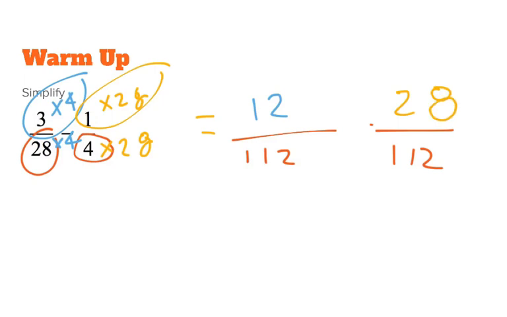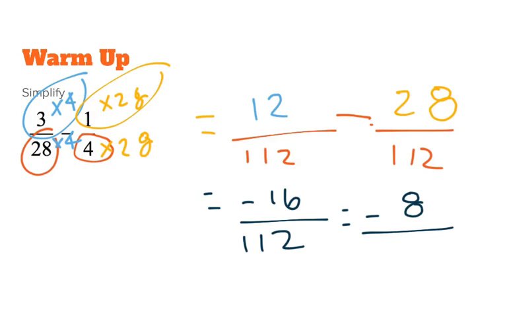Oops, and I just realized I wrote plus and I meant to write minus. And let's see, 12 minus 28 is negative 16 over 112. And let's see if I can reduce that. Well, they're both even numbers, so if you just divide them both by 2, we know that 16 divided by 2 is 8, so negative 8 over 112 divided by 2 is 56. Those are both even numbers again, so let's do that same thing again. Divide them both by 2, and you will get negative 4 over 28.